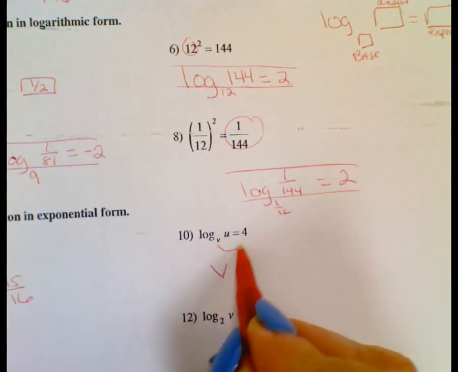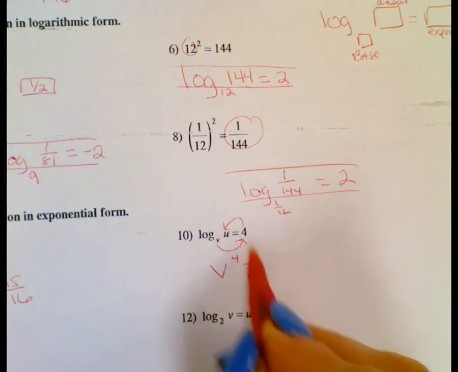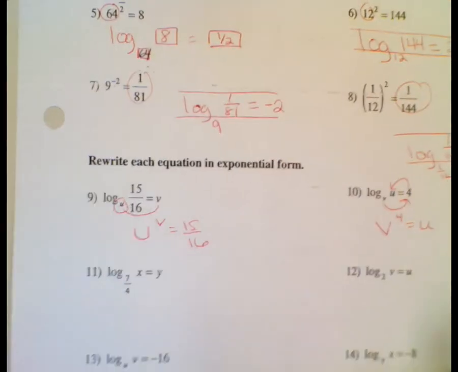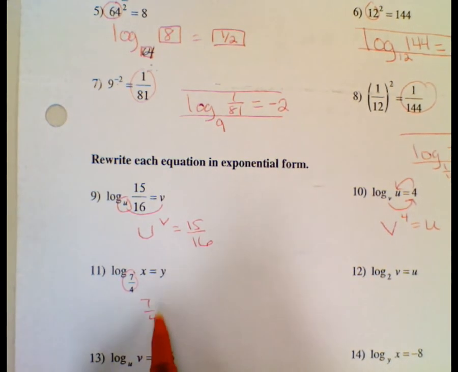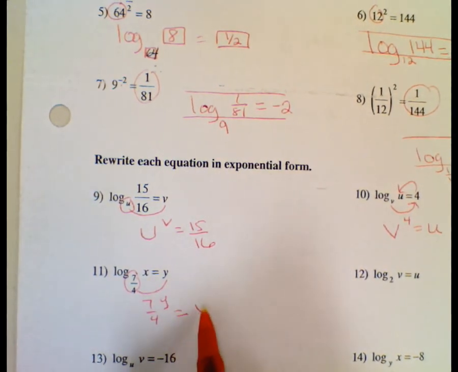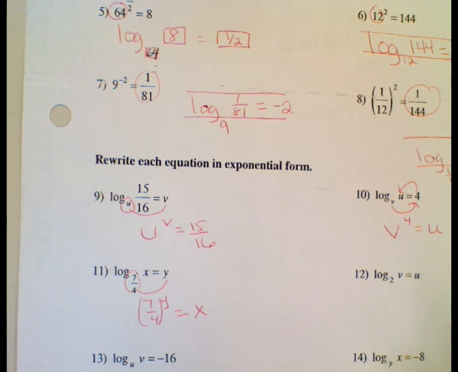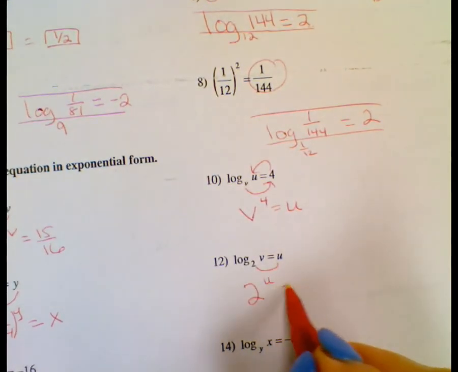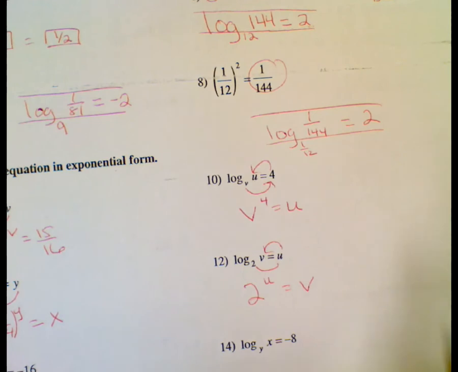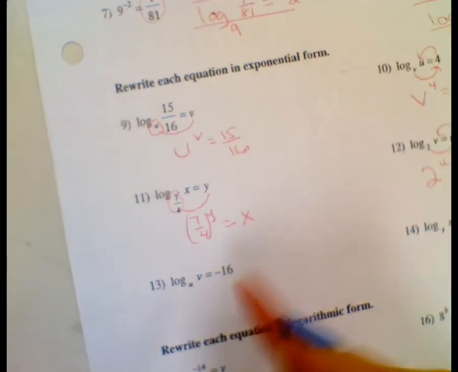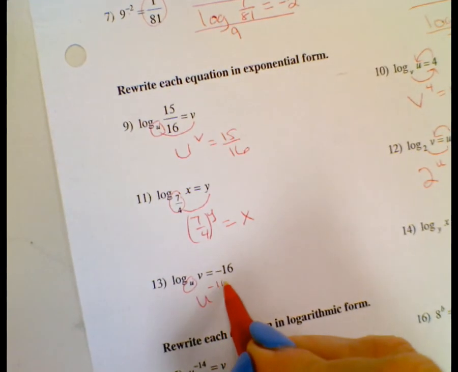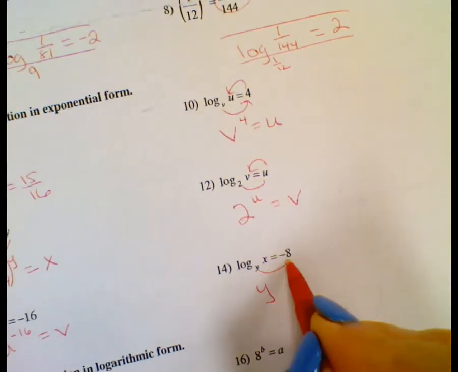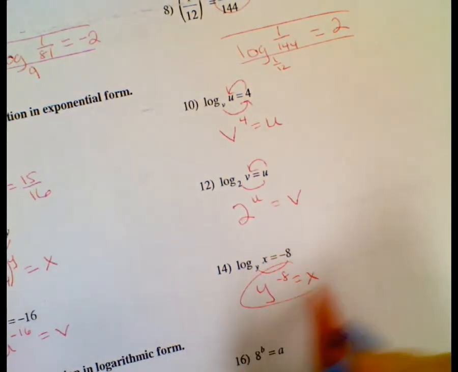Start with your base, v, swoop and pick up 4. Set it equal to u. Start with your base, 7/4. Pick up its exponent, set it equal to x. I'd probably put parentheses around that. It's a fraction. Our base is 2. Pick up u, set it equal to v. Start with u, pick up the exponent, set it equal to v. 14, start with the base, pick up the exponent, set it equal to x. So those were some weird problems. I didn't like any of those.